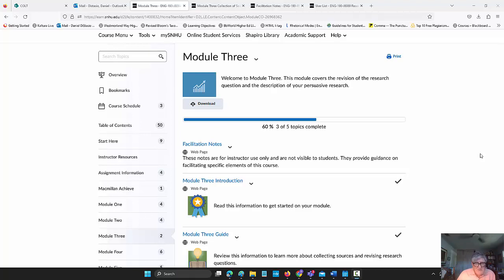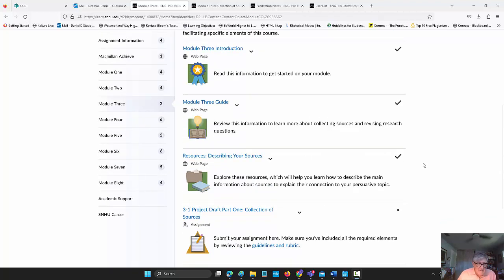In Module 3, we're going to be taking a deeper dive into our resources. There is one graded activity for Module 3, and that is the 3.1 Project Draft Part 1 collection of sources. This is really an annotated bibliography. And in this assignment, you'll be taking a deeper dive, looking at your sources, summarizing them, evaluating them for credibility, and talking about the relevancy to your project.